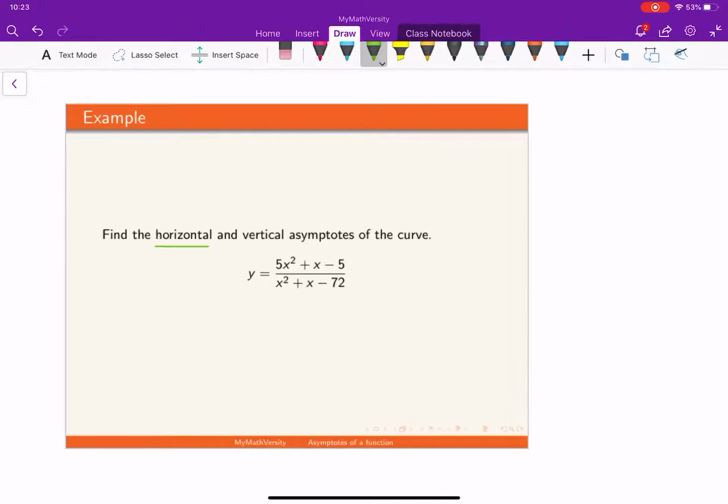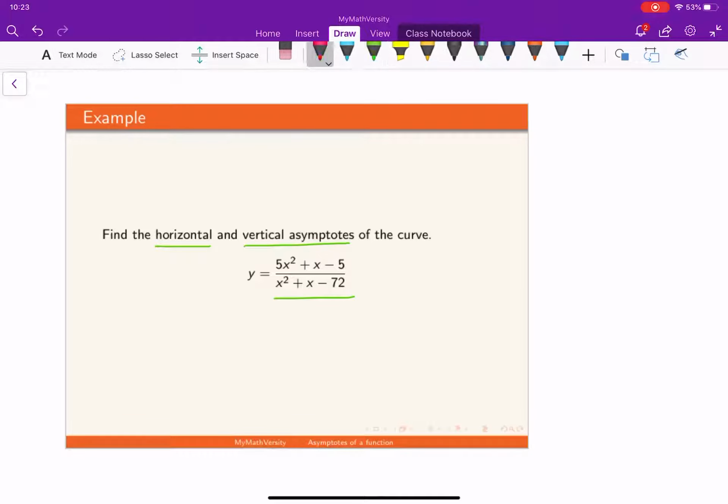Find the horizontal and the vertical asymptotes of the given curve. The function is given as 5x squared plus x minus 5, all divided by x squared plus x minus 72. So in this example our goal is to find the horizontal and vertical asymptote for this curve. So how can we find that?